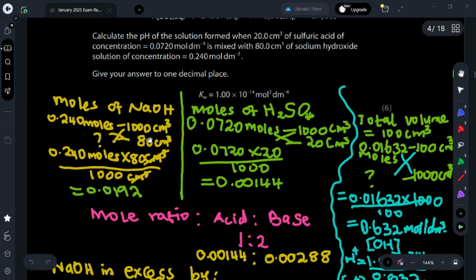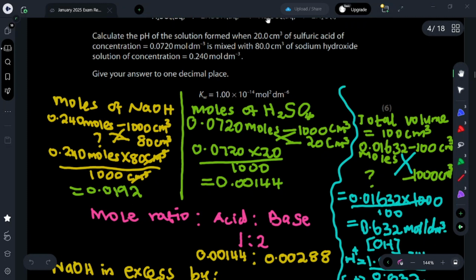And we want to know the moles in the 80 centimeters cubed of solution of sodium hydroxide that was used in this particular experiment. And we have been able to get the moles, which is 0.0192. We move to the moles of the sulfuric acid.